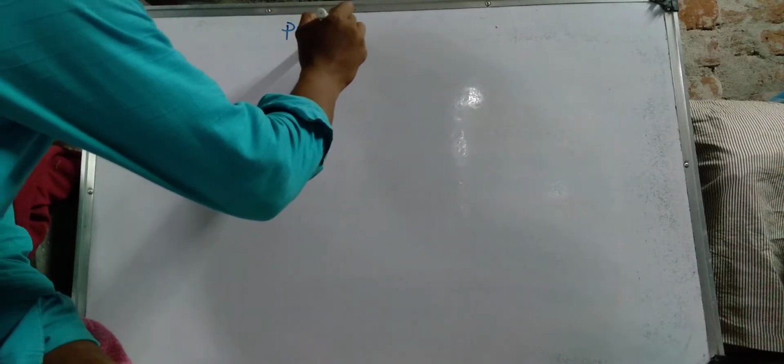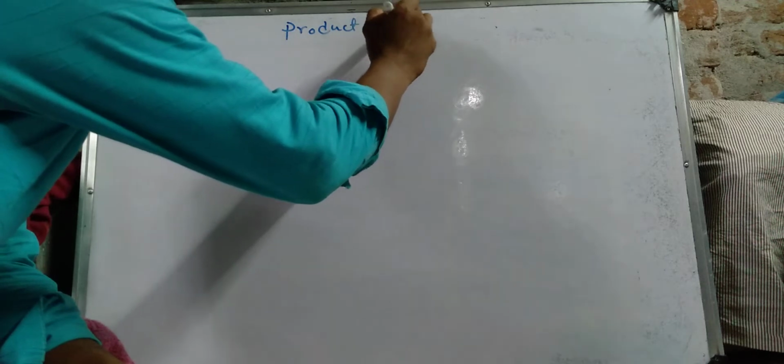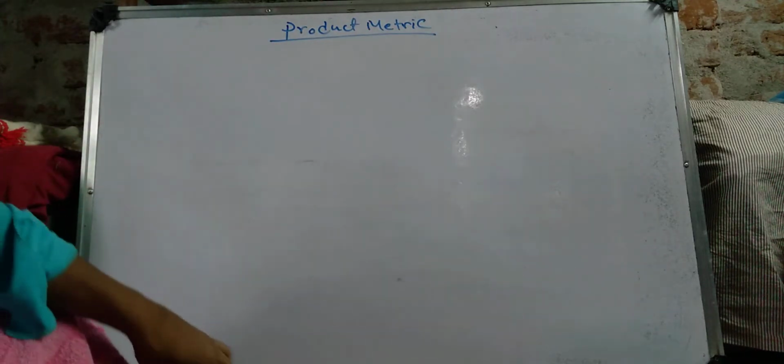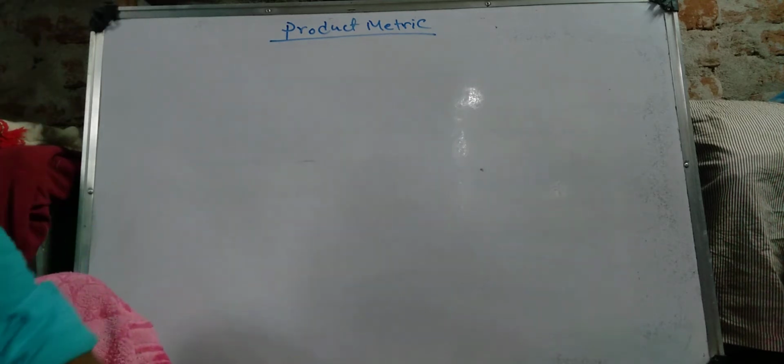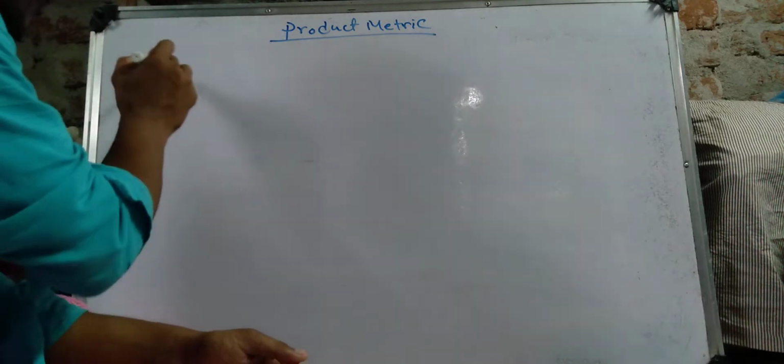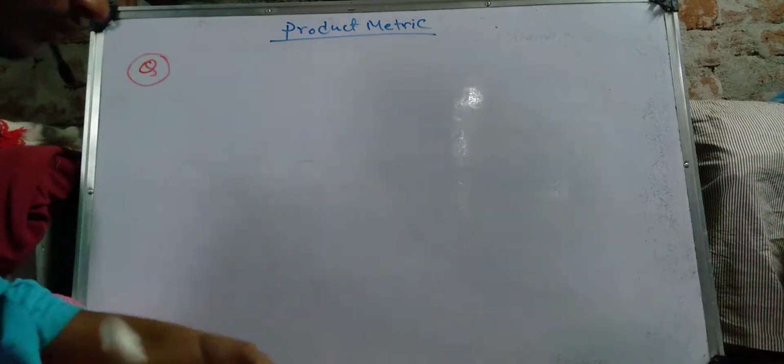Today we start some topics about product metric. Product metric. Okay. Product metric is open or not. We start now. We start with this question. We write down this question.